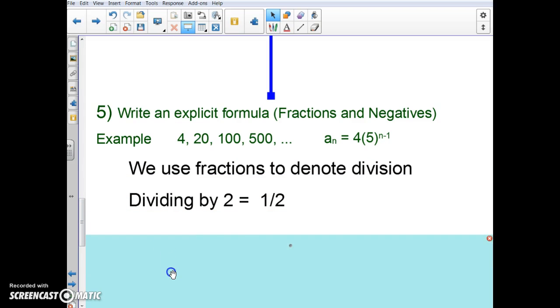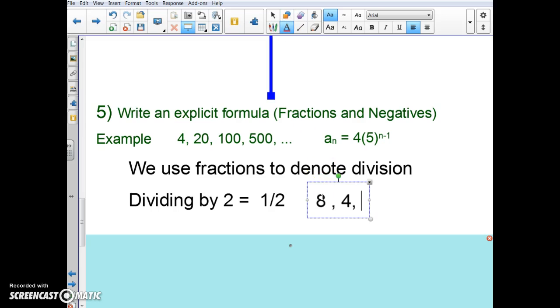All right, so another part is being able to write the explicit formula for geometric, right? Maybe where we are multiplying. So we have that first term, we have that common ratio raised to the n minus 1. Now we use fractions to denote division. So say we had a sequence like this. Say it was 8, 4, 2, and then a 1, and it continues on.